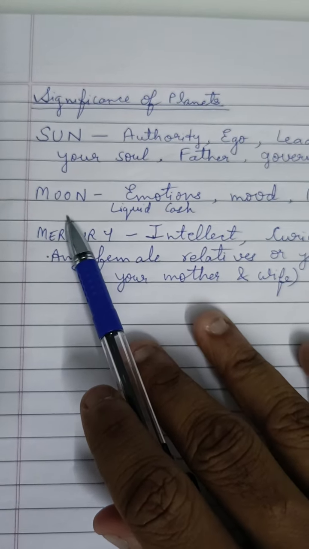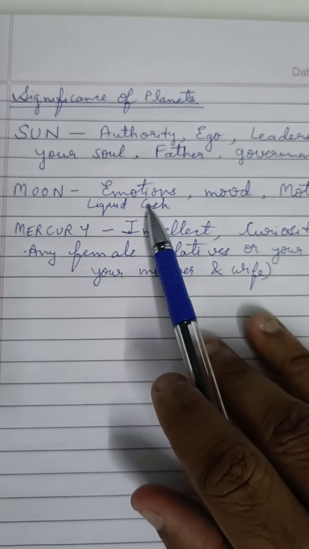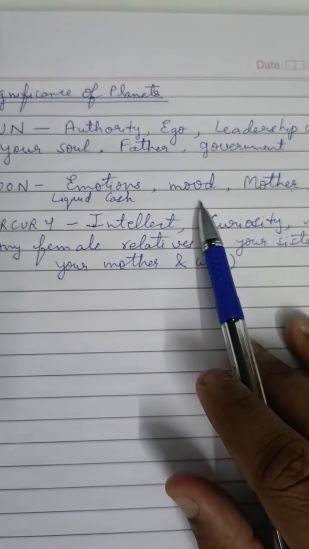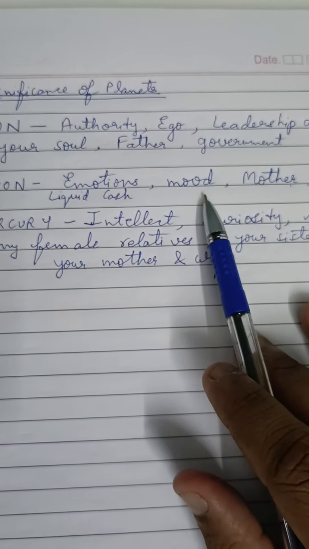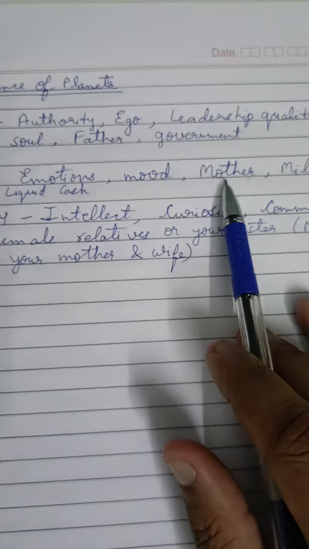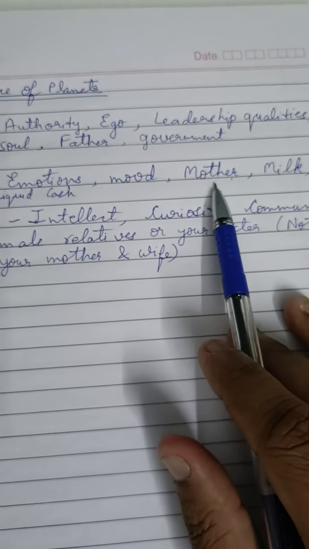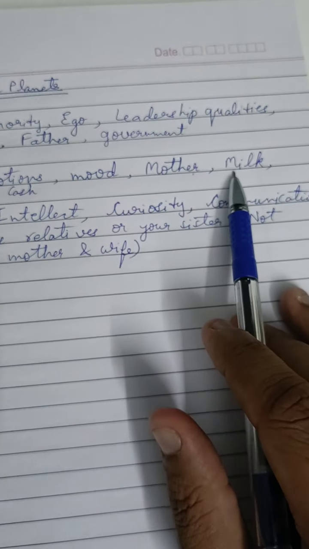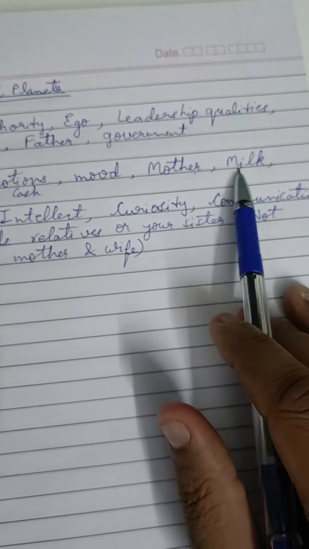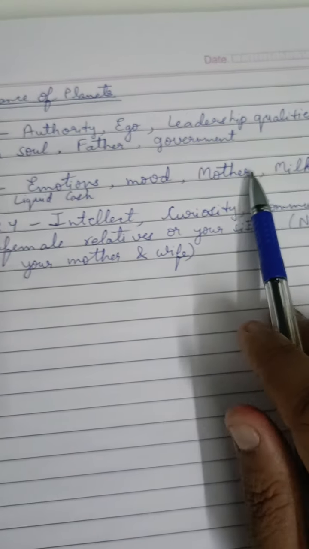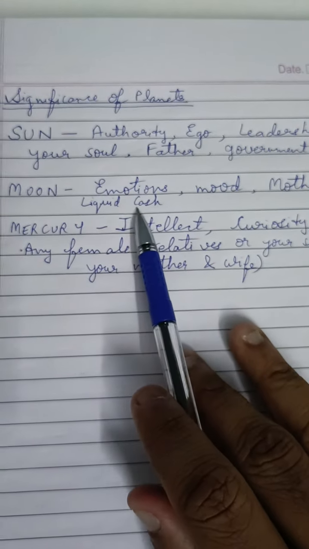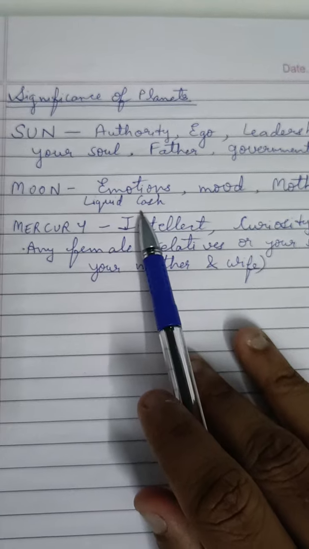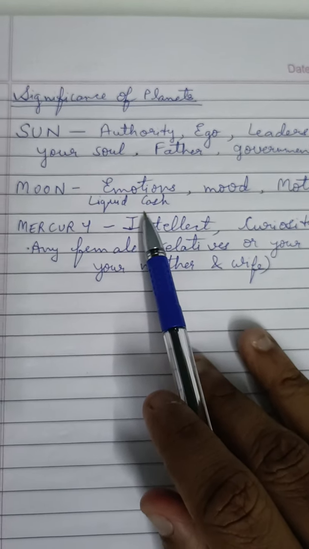Then we have the Moon. So Moon basically represents the emotions, the mood. Any kind of mood swings is actually checked by the placement of Moon. It represents mother in terms of the relationship which we have. Almost all the foods are represented by Moon, especially the milk which we have. And the liquid cash, the wealth which you have in your hand, that is also represented by Moon.